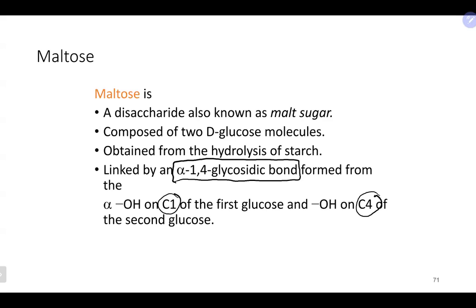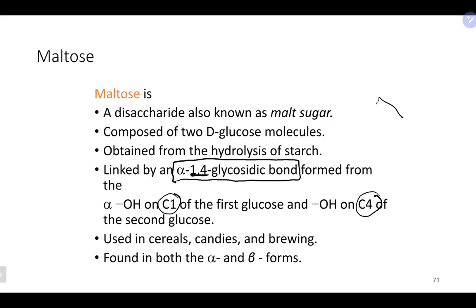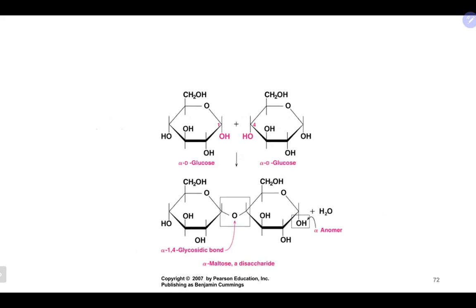Basically, that is where that bond comes from. That's what the numbering refers to, 1 and 4. And alpha because it's coming down, as we will see here in a second. It's used in cereals, candy, and brewing, and it also comes in both the alpha and beta form. So let's take a look at it.